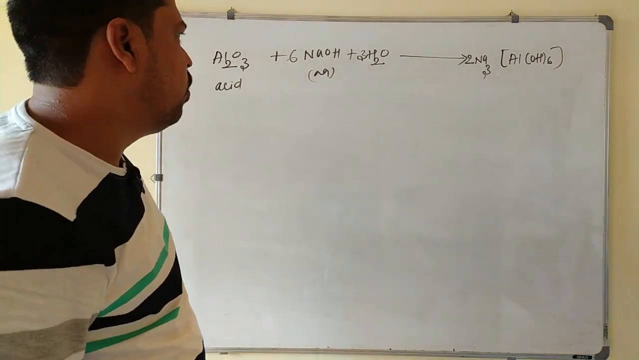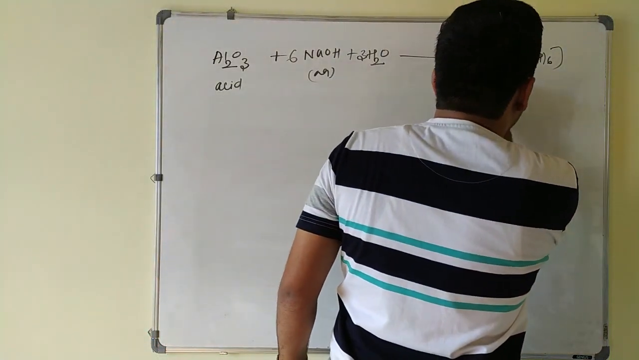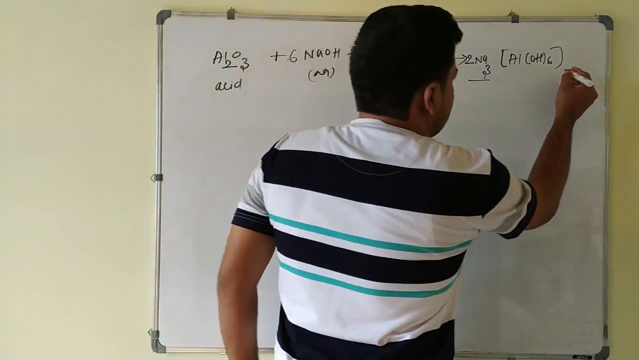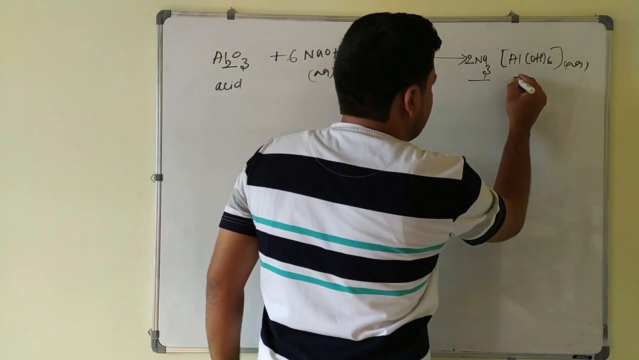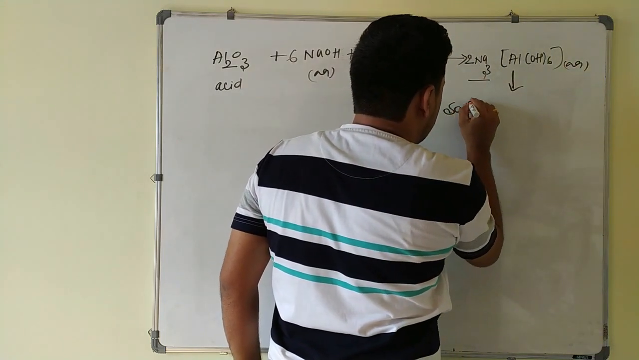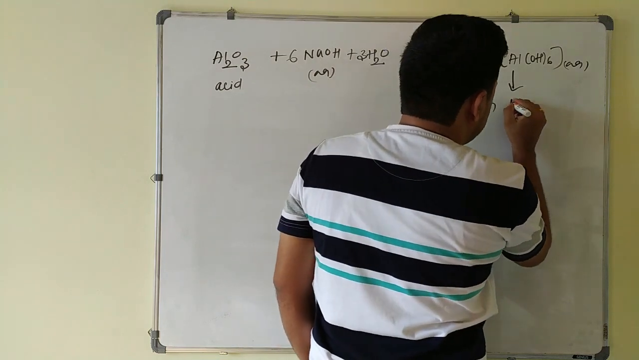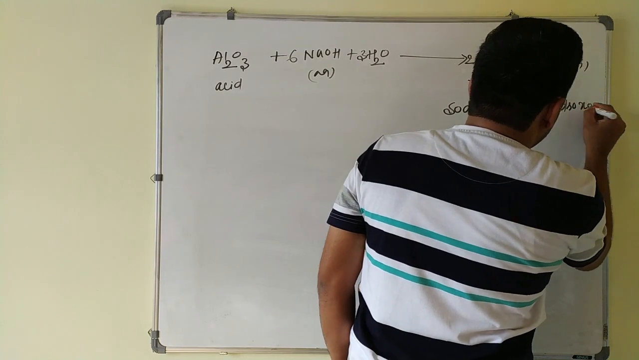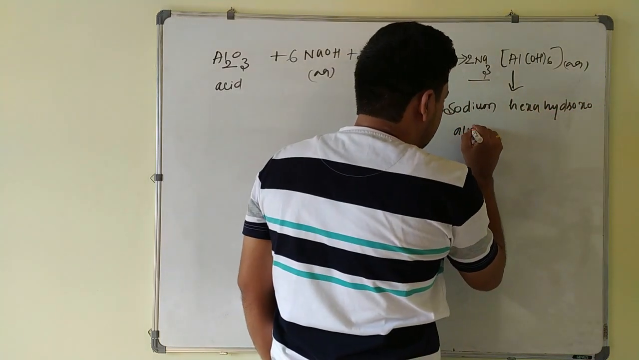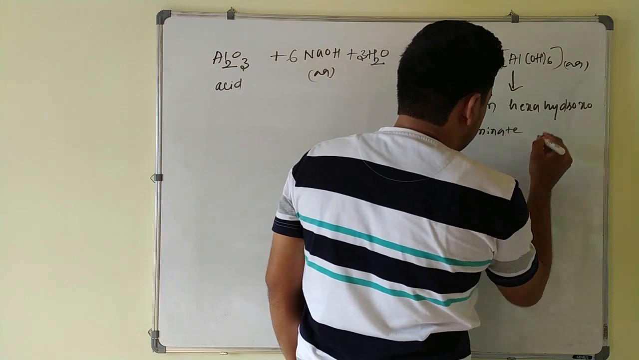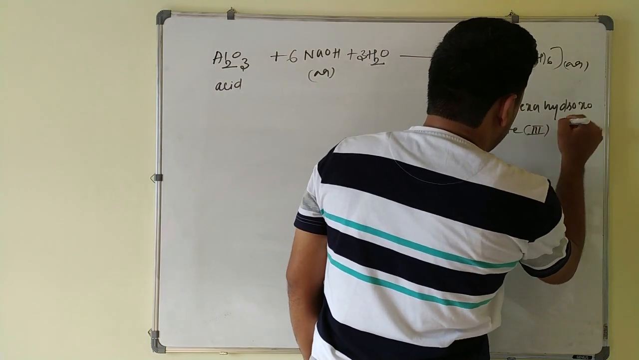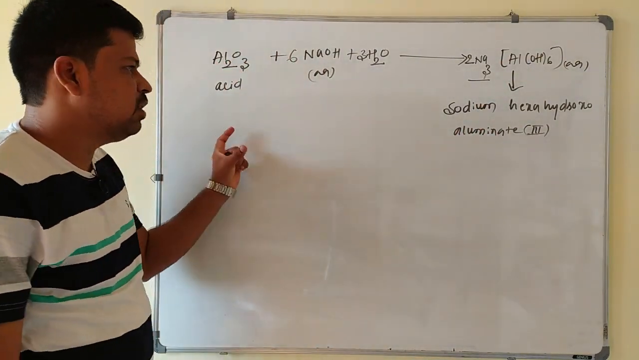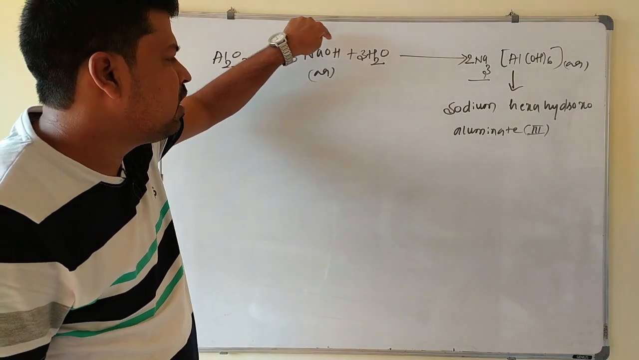Totally you will get 12 OH. So this is called sodium hexahydroxo aluminate complex. This is in the aqueous medium, it will be formed here. Sodium hexahydroxo aluminate(III). Okay, aluminate 3 it is. So the oxidation state of aluminum is +3 here. So this is the reaction of Al2O3 with the basic solution.